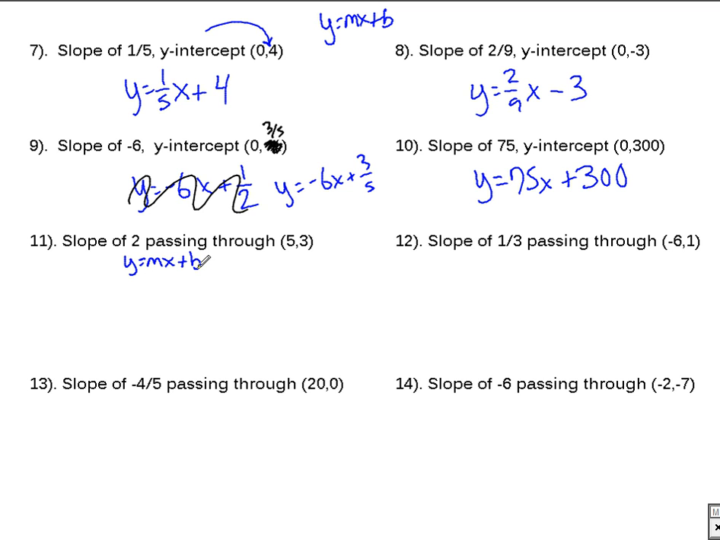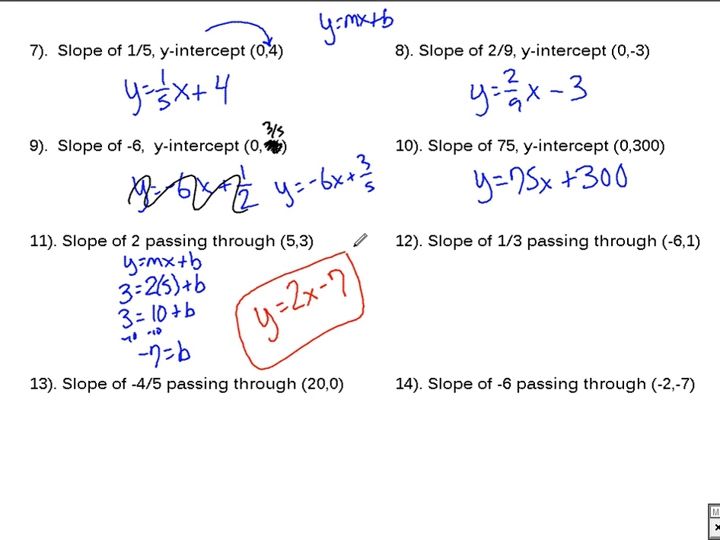Plug in the things that we know, because this time we don't know the intercept. We need to find what b is. Well, the y value is 3, the slope is 2, and the x is 5 plus b. This number becomes 10, so 3 equals 10 plus b. Subtract 10 from both sides, you get negative 7 is equal to b. So your final answer, y equals your slope, 2x, and then b is negative 7. So there's your final answer.